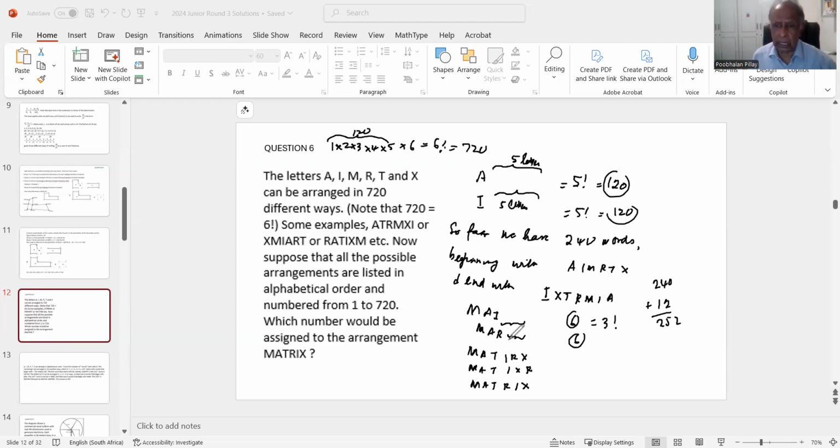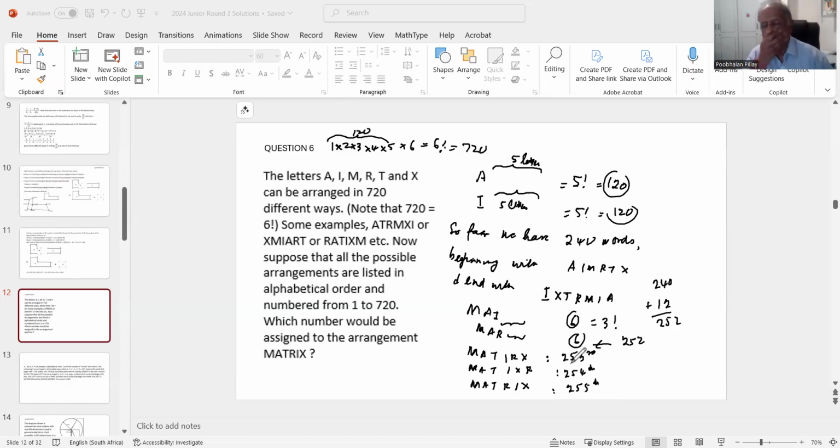252. So the last one up to this was 252. And this is the 253rd number. This is the 254th number. And the number you're looking for is the 255th number. So this is the position. Which number would you assign to this matrix?